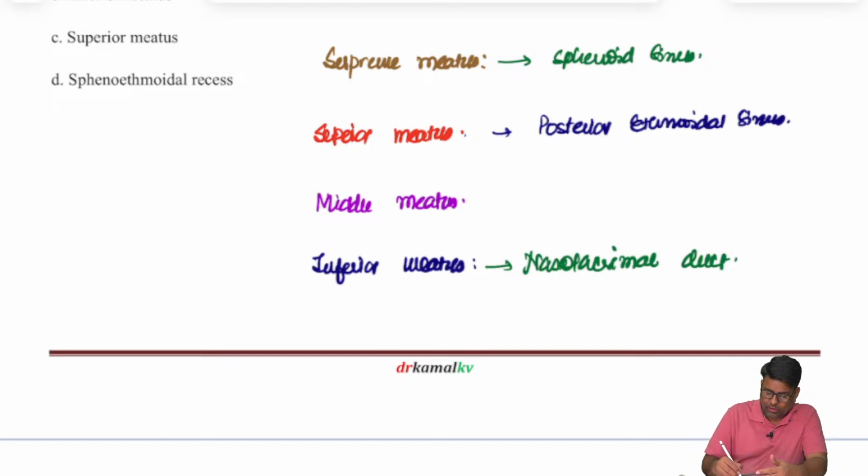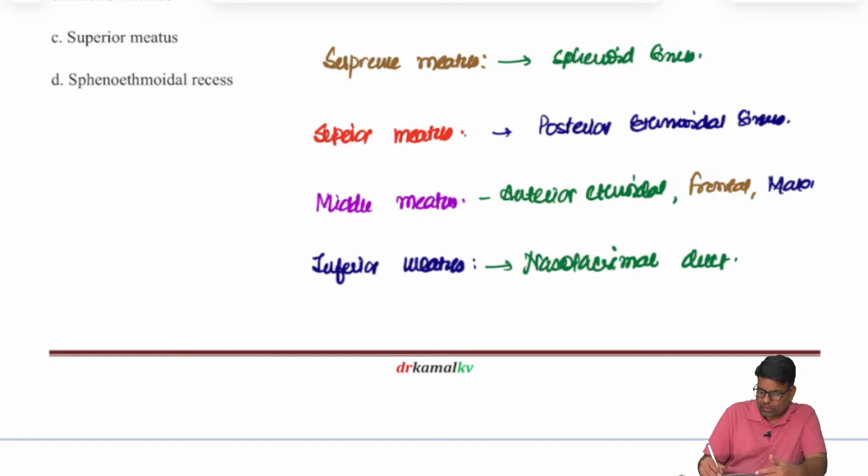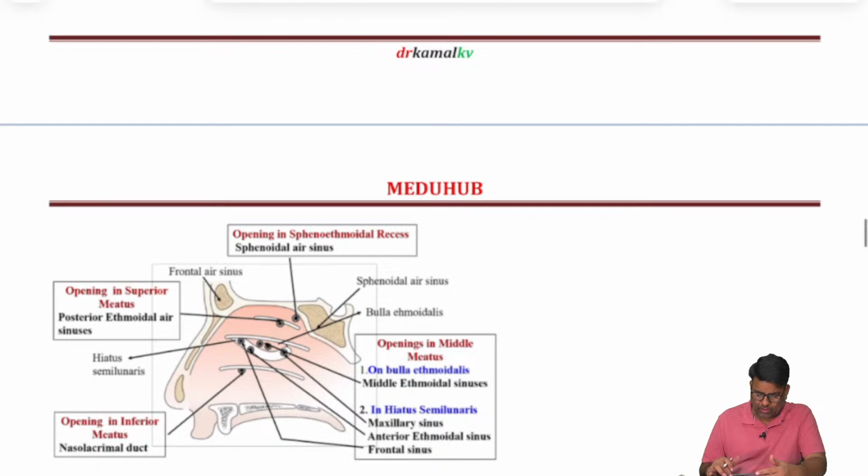So anterior ethmoidal, then frontal and maxillary. Okay, so all these sinuses open into the middle meatus. I think students have to be very perfect with these all.